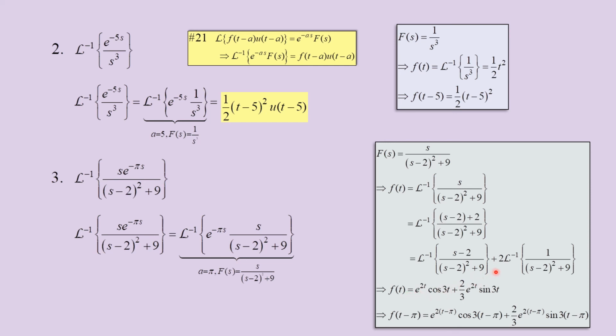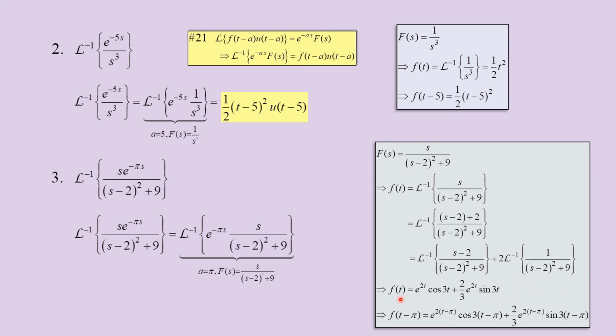And for this part here, we need to refer to formula number 11. If this is 9, then there must be a number 3 up here. Then you have to divide by 3. So the answer will be 2 over 3 e to the power of 2t sine 3t. So a equal to 2 and k is equal to 3.